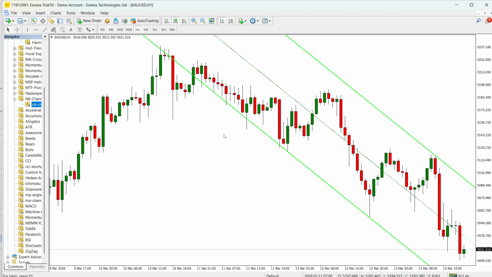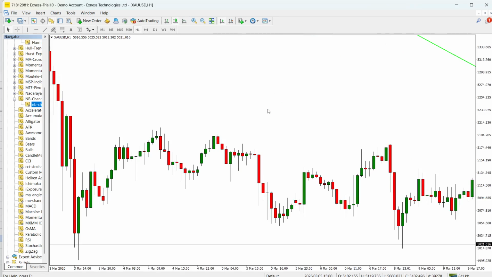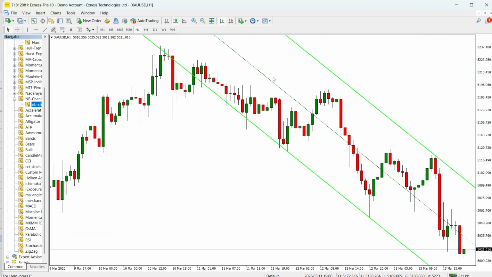When price approaches the upper boundary, some traders interpret this as potentially stretched to the upside, and when it nears the lower boundary, it may be considered stretched to the downside. The center line provides a reference for the channel's midpoint.